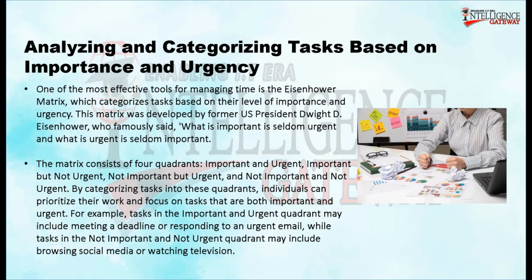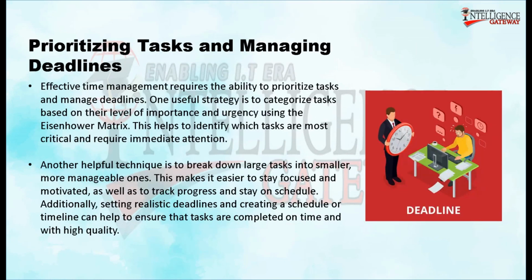By categorizing tasks into these quadrants, individuals can prioritize their work and focus on tasks that are both important and urgent. For example, tasks in the important and urgent quadrant may include meeting a deadline or responding to an urgent email, while tasks in the not important and not urgent quadrant may include browsing social media or watching television. Prioritizing tasks and managing deadlines.